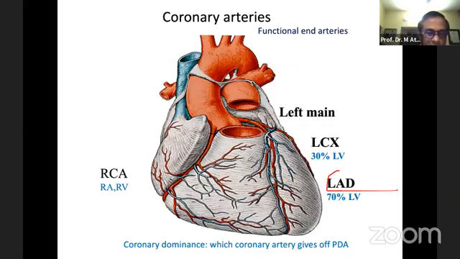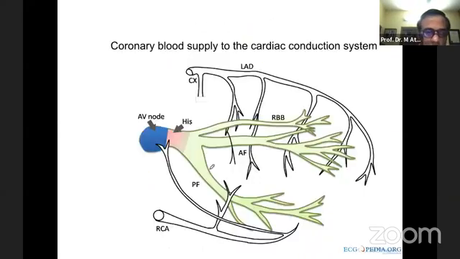So these 3 arteries are functionally end arteries. There are some anastomoses, but these are not sufficient to prevent infarction when there is a blockage of one coronary artery. Each artery supplies its own defined territory or segment. And this is the blood supply anatomy of the conduction system, which is very important.